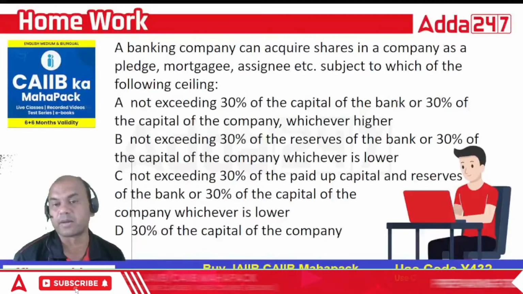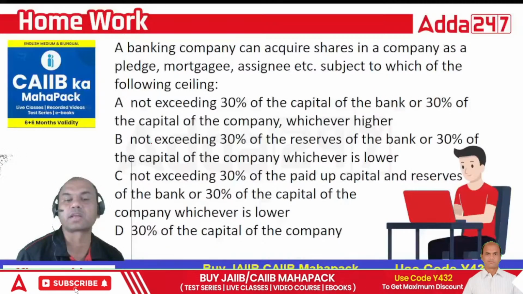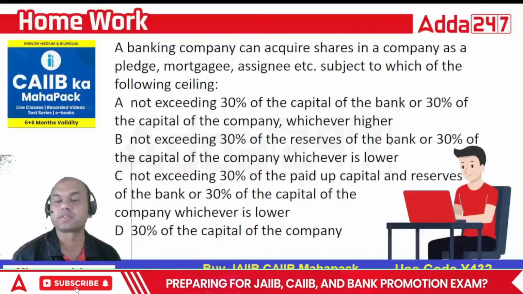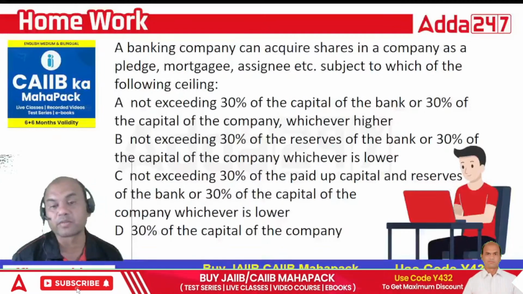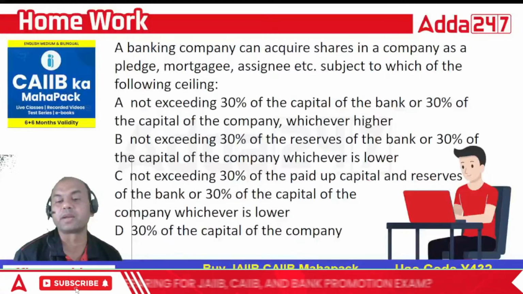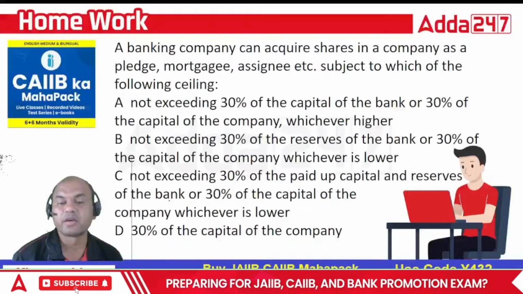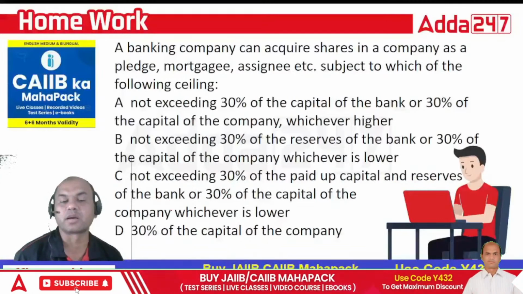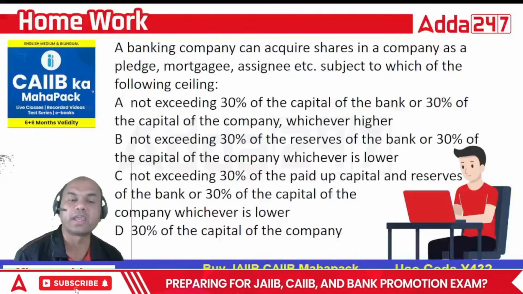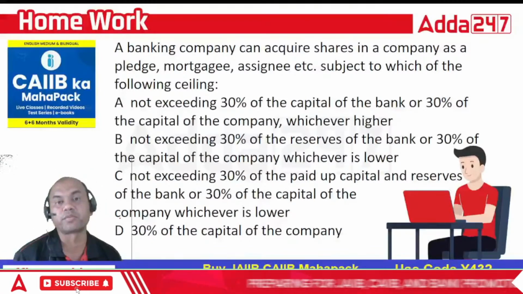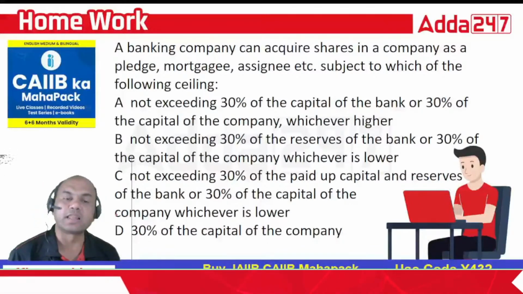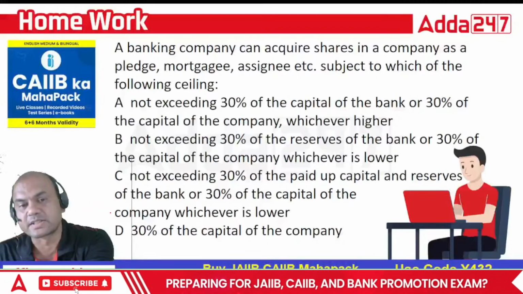A: Not exceeding 30% of the capital of the bank or 30% of the capital of the company, whichever is higher. B: Not exceeding 30% of the reserves of the bank or 30% of the capital of the company, whichever is lower. C: Not exceeding 30% of the paid up capital and reserves of the bank or 30% of the capital of the company, whichever is lower. D: And 30% of the capital of the company. So A, B, C and D, this is what you have to choose. So try it yourself. The answer is simple. I'll answer this tomorrow in our next session.